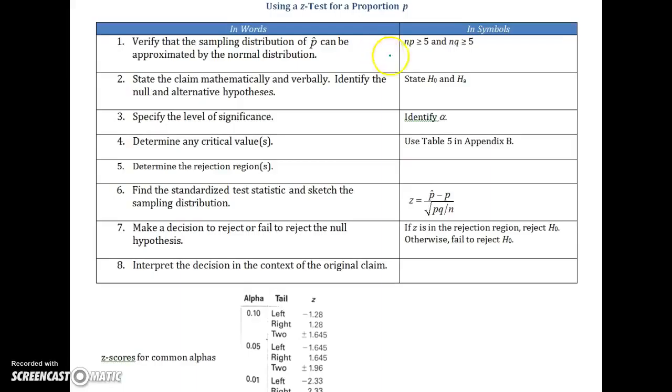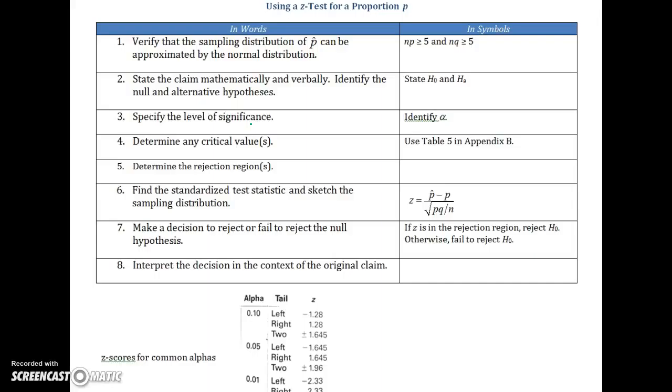Using a z-test for proportion p. First thing that we're going to do is verify that we can do it by multiplying n times p, and n times q has to be greater than or equal to 5 for both of those. And we're verifying using the sample distribution p hat, so this is really like a p hat here and a q hat there. We're going to state the claim mathematically. This is the same thing we've done before, where we're talking about the null hypothesis and the alternative hypothesis. We're going to specify what the alpha is, how confident we need to be, or the level of significance.